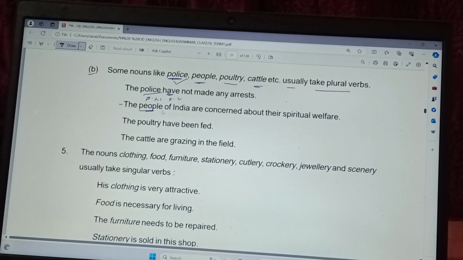Second one, the people of India dash concerned. People is a plural noun, so we put a plural verb. Or the poultry have been fed: poultry is a plural noun, so have is a plural verb. The cattle are grazing in the field. Here, guys, the cattle is a plural noun and are is a plural verb. So police, people, poultry and cattle always take the plural verb, guys. Let's proceed to rule 5, guys.